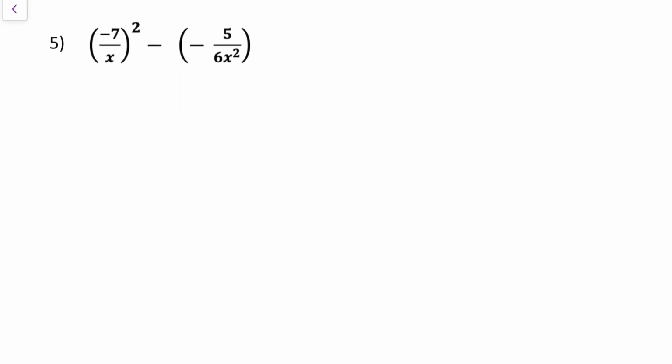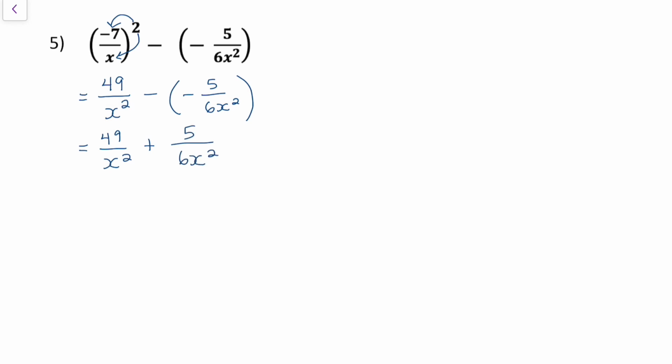And finally, here we have a subtraction. I notice that we have an exponent, so I'm going to apply that first, and I get 49/x squared, because remember that squared applies to the -7 and it applies to the x, and because the negative is inside of the bracket, it then becomes positive, because a negative times a negative is a positive. Now I'm going to do my subtraction, which, because we are subtracting a negative, becomes addition.